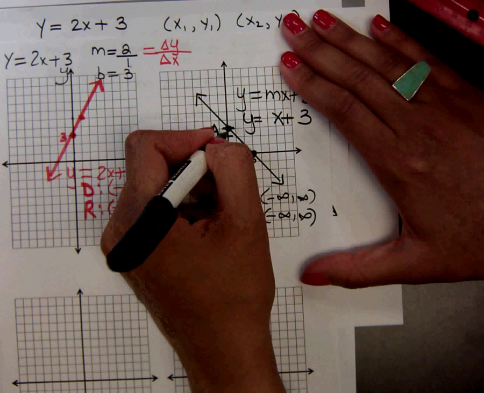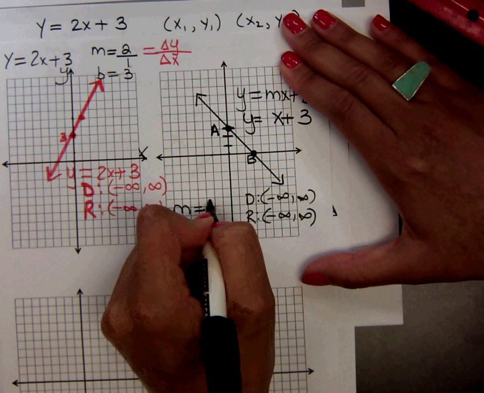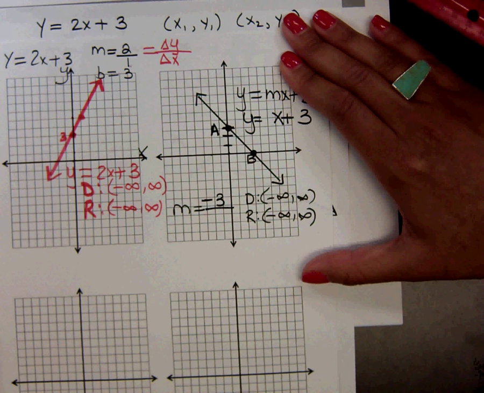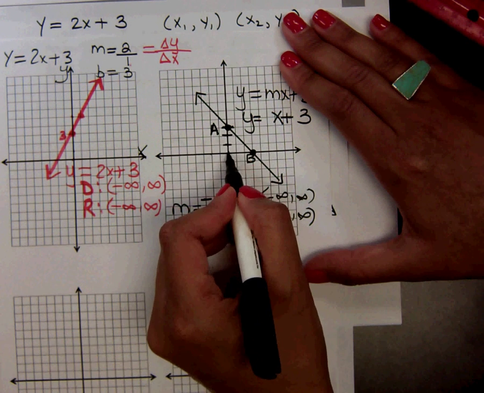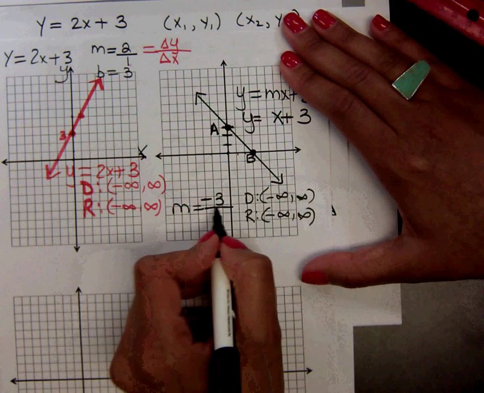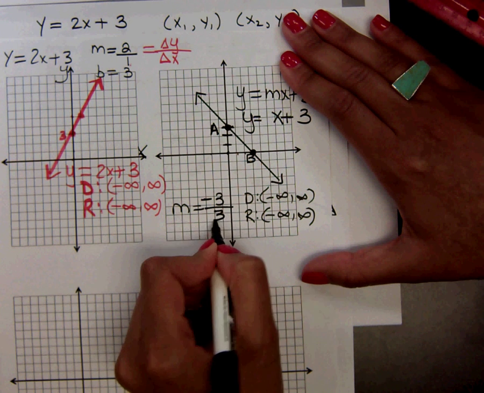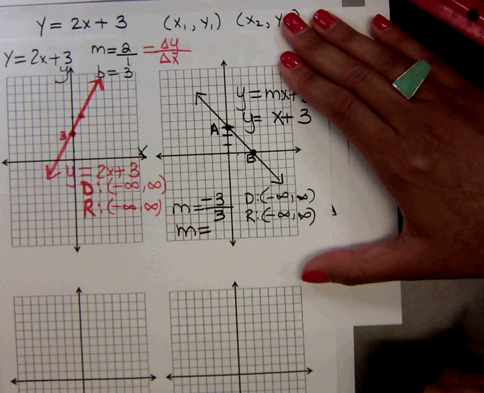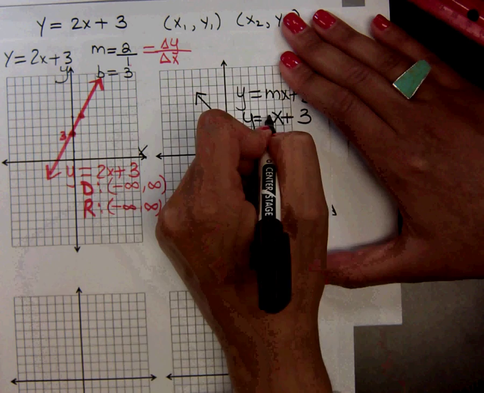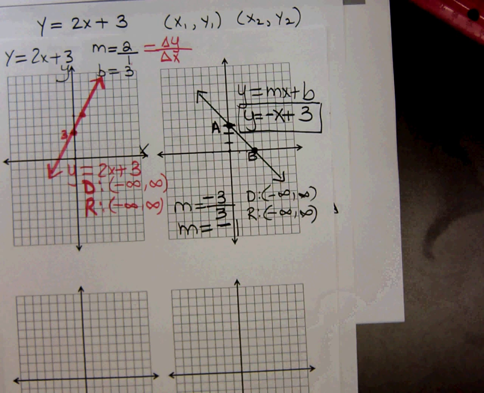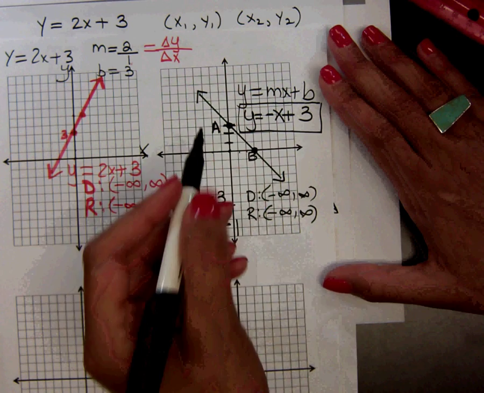Very good. Because we go down what? 3. So we go down, that makes the numerator negative. So negative 3, right? And then we went 1, 2, 3 units to the right, and going right is positive. So my slope is therefore, what's negative 3 divided by 3? Negative 1. So this becomes negative x. So that's my equation. Remember, we always simplify those fractions.